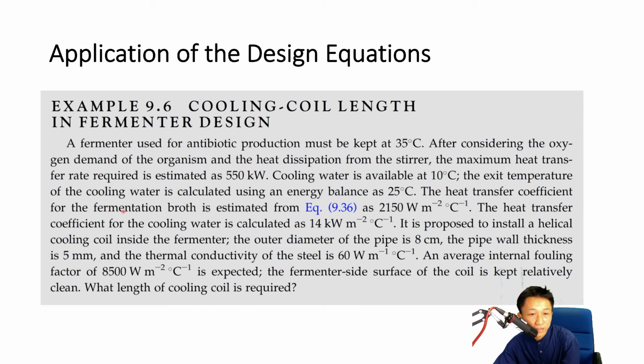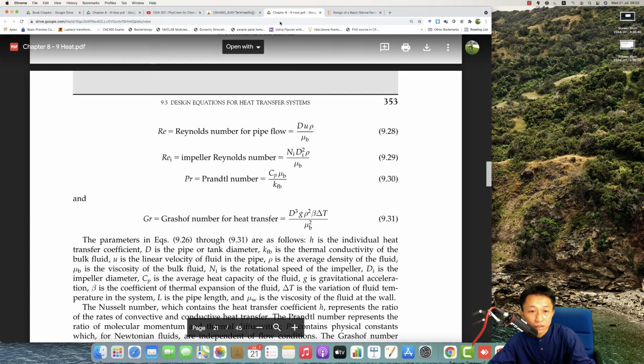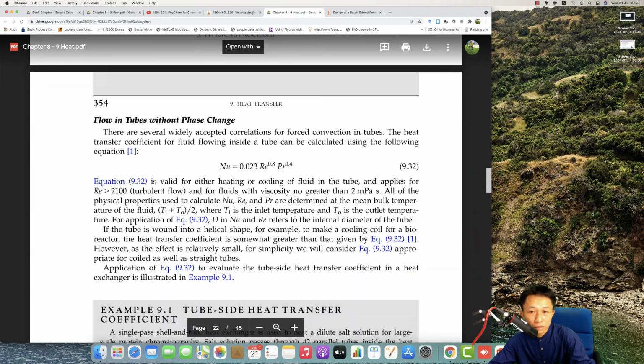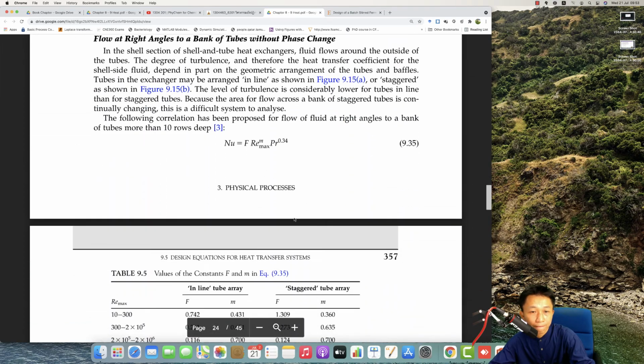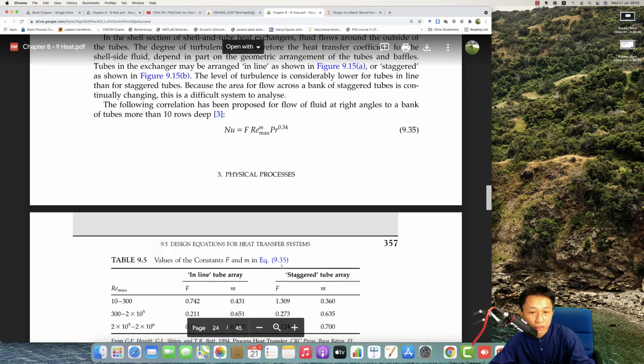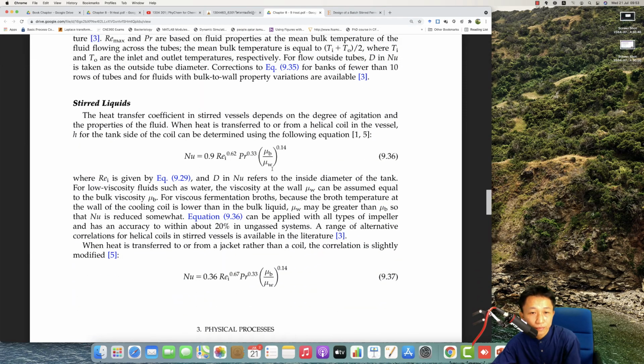The heat transfer coefficient is estimated by this equation. Okay, this one is H. Let me see, 9.36, which is this one. This one shows what a shell and tube exchanger looks like. 36, which one? Okay.